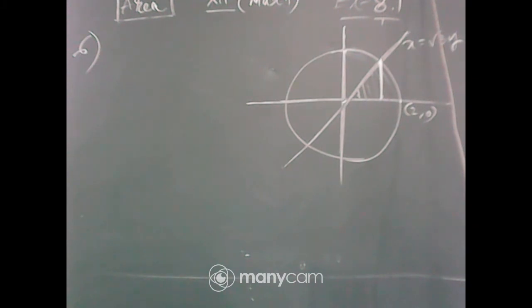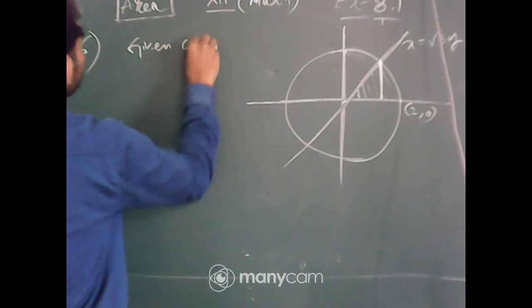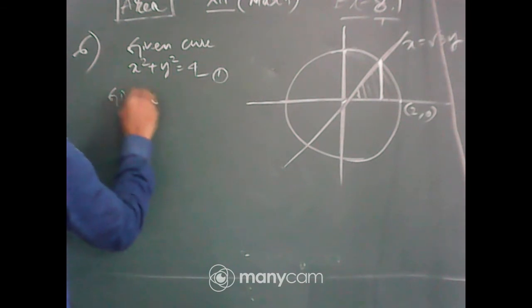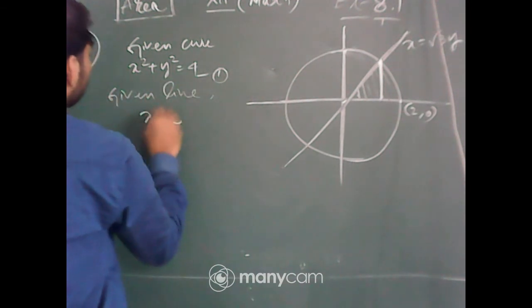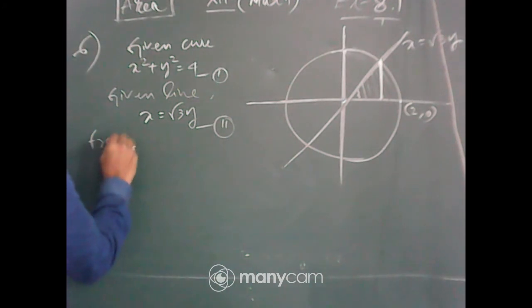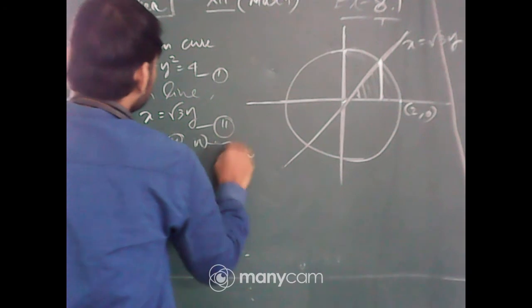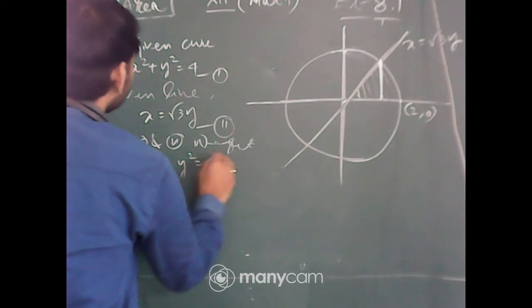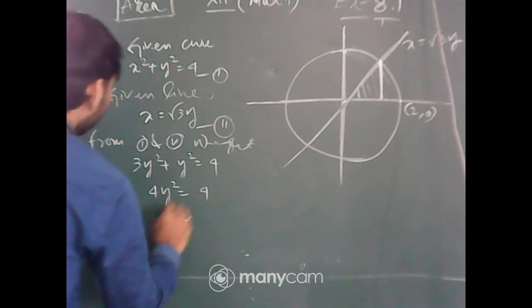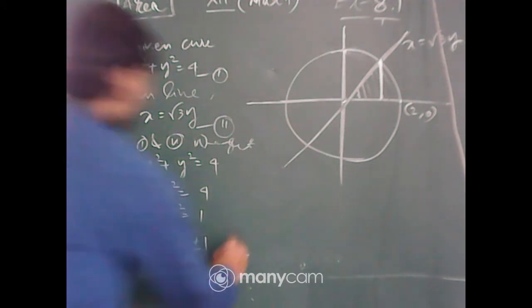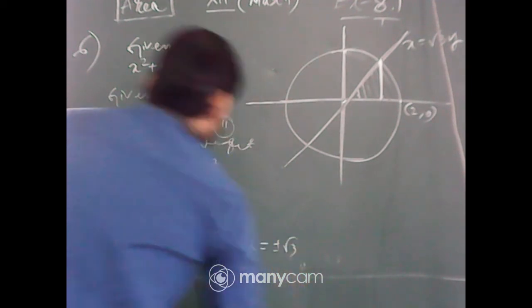So, the given curve is x square plus y square equals 4, and the given line is x equals root 3 y. Now, from 1 and 2, solve this. Putting it instead of x in the first equation, 3y square plus y square equals 4. That means 4y square equals 4, y square equals 1, y equals plus minus 1, which implies x equals plus minus root 3.